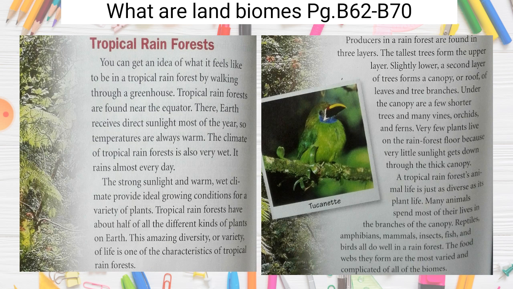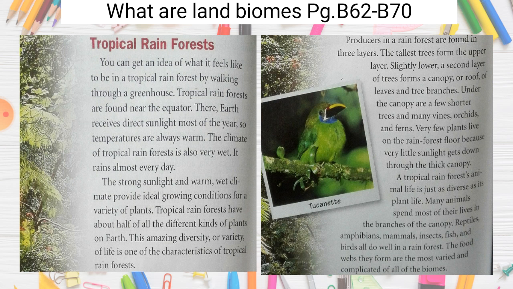Let's talk about tropical rainforests. You can get an idea of what it feels like to be in a tropical rainforest by walking through a greenhouse. Tropical rainforests are found near the equator. Their earth receives direct sunlight most of the year, so temperatures are always warm. The climate of tropical rainforests is always very wet. It rains almost every day.